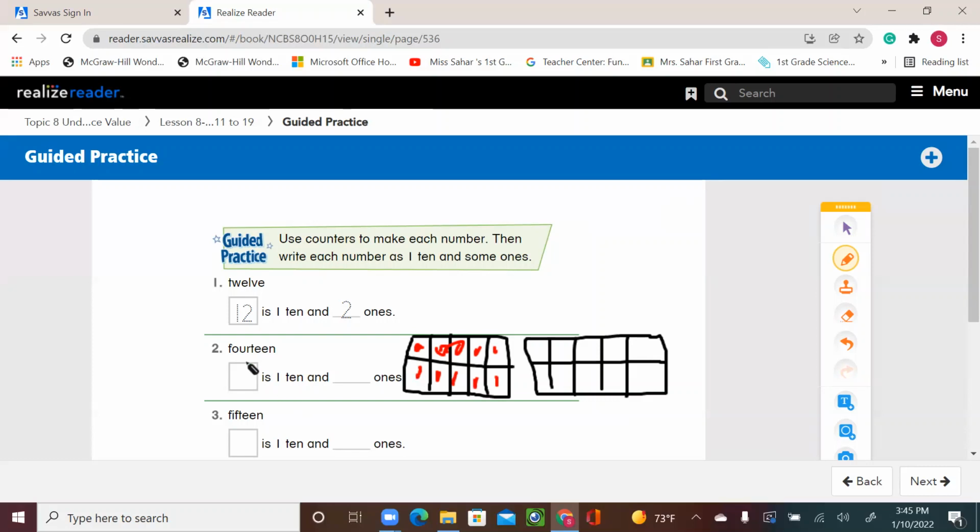So that means I have 1 ten, 14. So counting after 10, 11, 12, 13, 14. That means I have 1 ten and 4 ones. So let's write this. I put number 14 first. Then I put it in a box here. And then 14 is 1 ten and very good, 4 ones. I'm gonna put the 4 here. Okay, and I use the 10 frames and I use my counters.